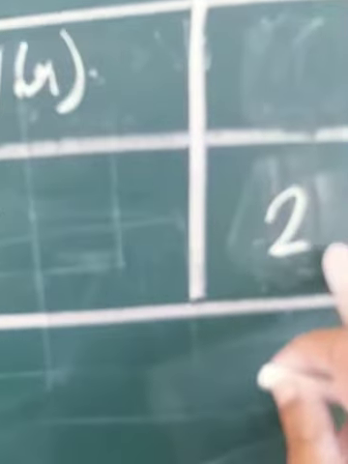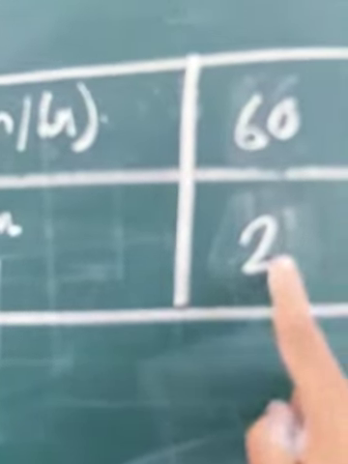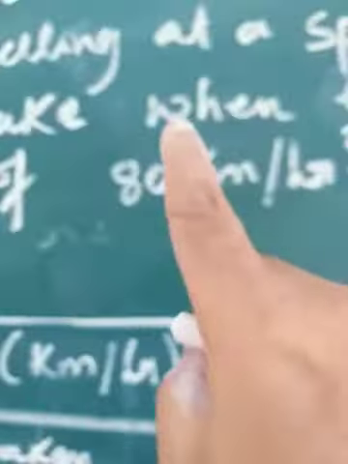So the destination will be a fixed point. To reach a destination, in the first case, how many hours have been taken? It is 2 hours, and what is the speed given? That is 60 km per hour. So if a destination has to be reached in 2 hours, the speed of the car should be 60 km per hour. Now in the second sentence they have asked how long will it take when the car travels at a speed of 80 km per hour.